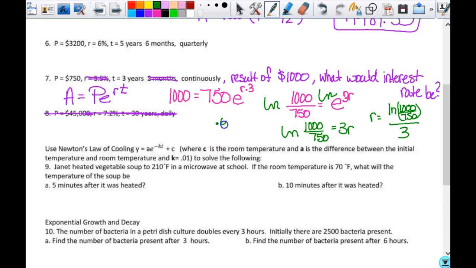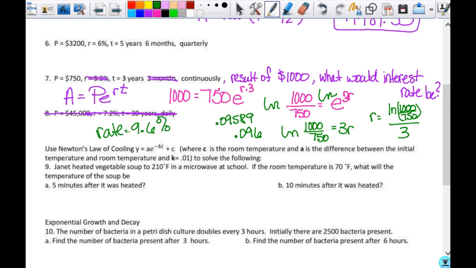0.09589, right, which to 3 decimal places is 0.096, but we write our rates as what? Percentages, so my rate would be what? 9.6%.